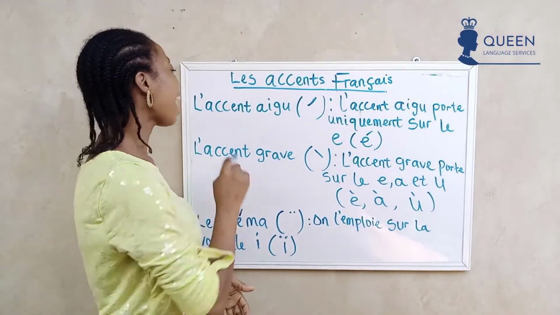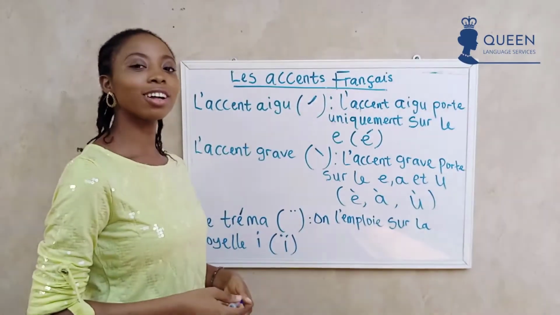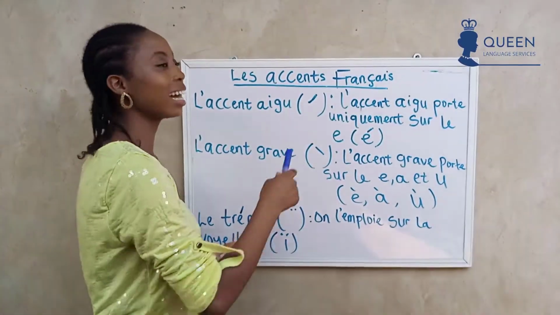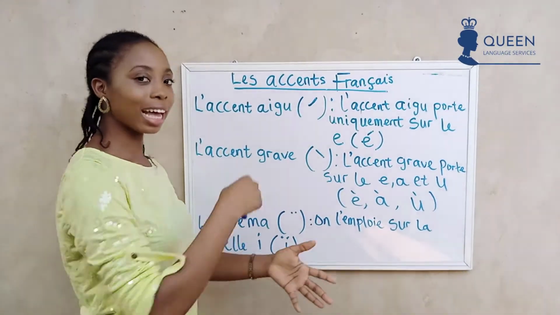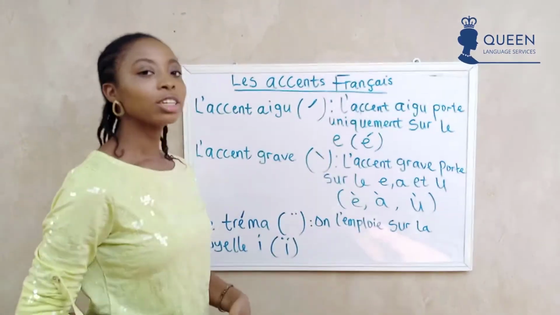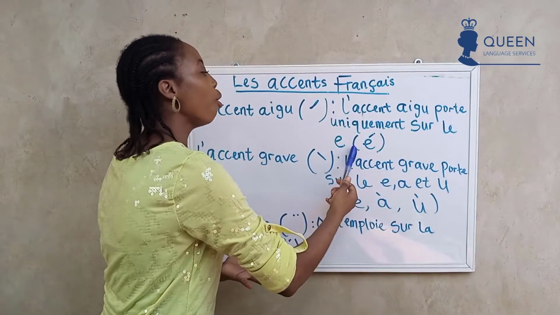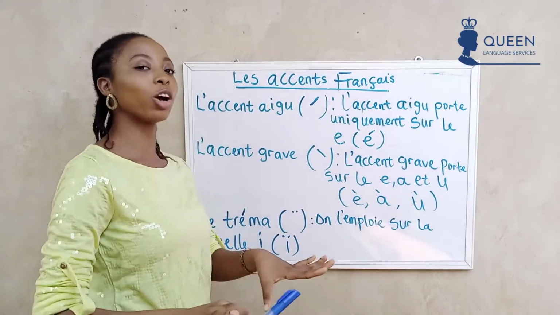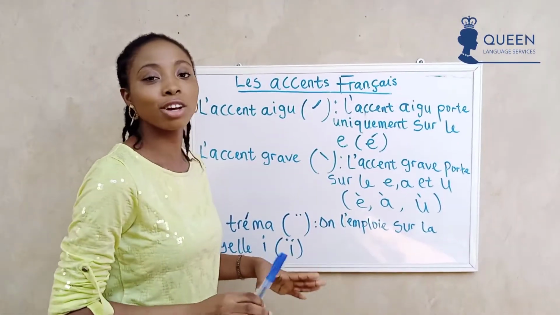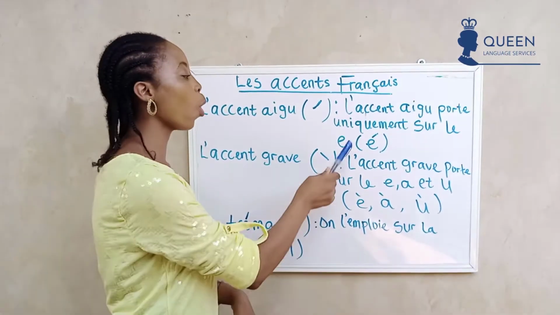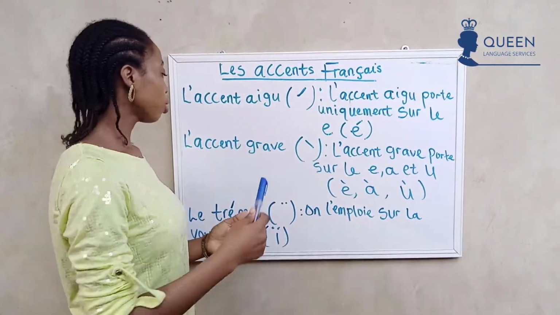Let's start with accent aigu. Accent aigu looks as if it is ascending forward, like upward. Accent aigu se pose uniquement sur le E, that is the E sound in English. So in French, you don't see accent aigu on any other vowel except E. So let's move to the next one.